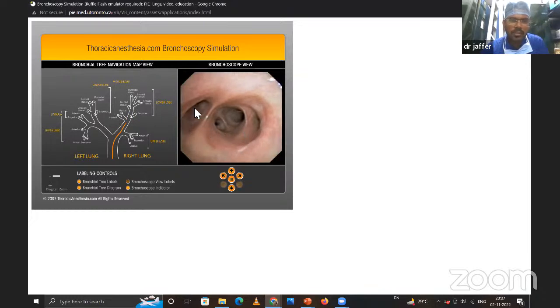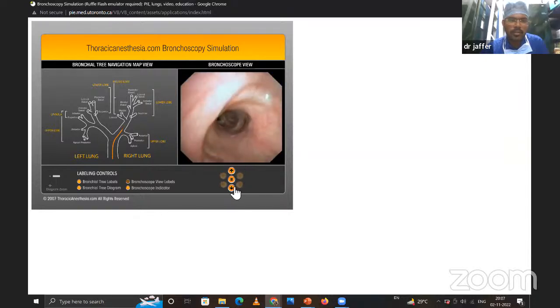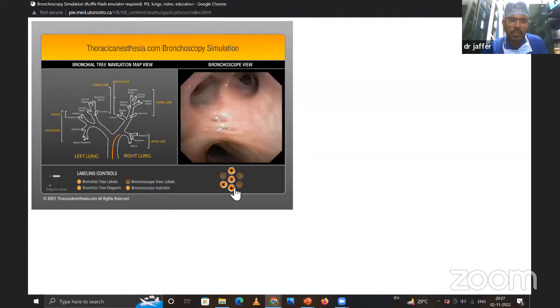And the next important thing is, if the middle lobe is at 12 o'clock position, the superior segment of the lower lobe will usually be at 6 o'clock. They will be 180 degrees apart. So that is the importance of the right main stem bronchus. So we have covered upper lobe, middle lobe, lower lobe. Now I'll come back to the carina.